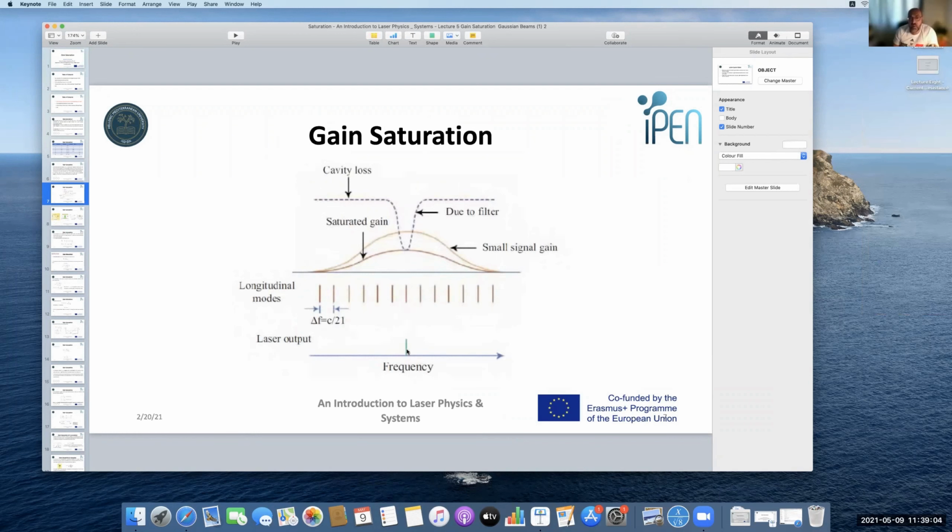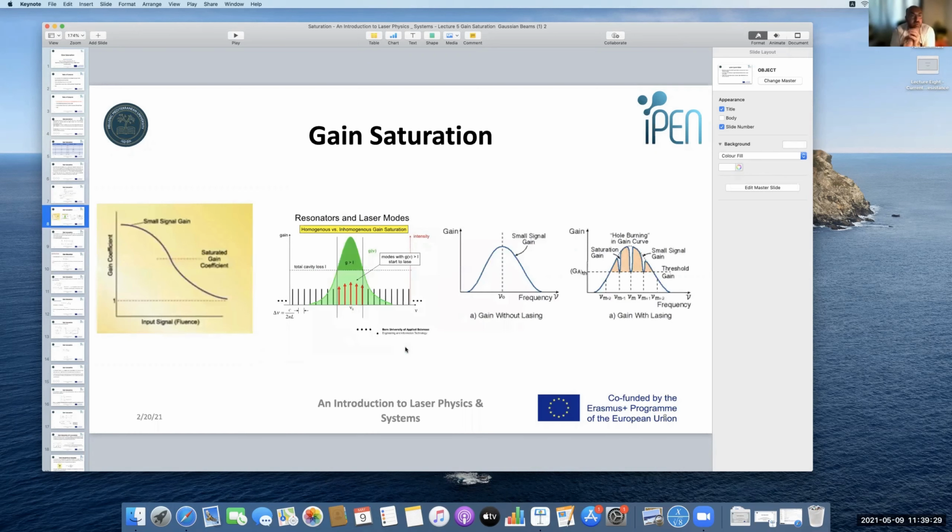At the threshold, on the output, we are going to have only one frequency, and this makes the single longitudinal mode laser. So if you check any laser device, it will say a single frequency or a single longitudinal mode laser, which means, usually this is the case of CW lasers, that only one frequency is emitted when the laser operates.